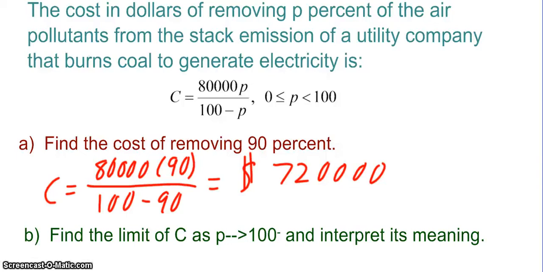Alright, now on to part 2, same problem. So we found the cost of removing 90% of the pollutants. So now find the limit of C as P goes to 100 from the left and interpret its meaning.